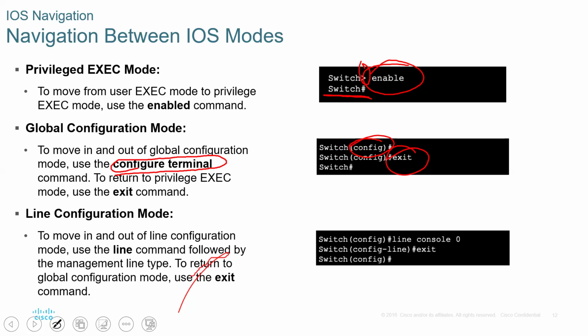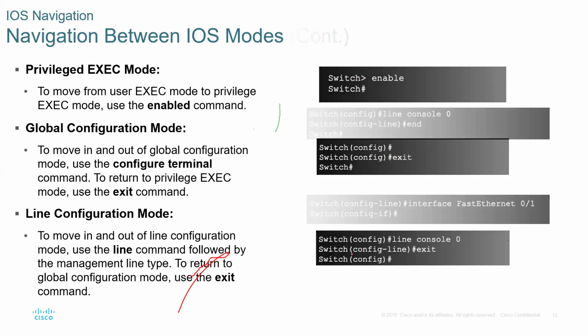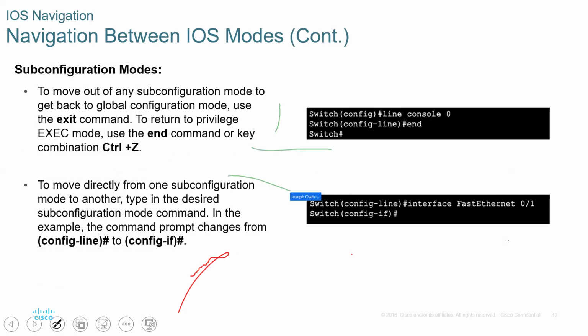If you want to go from the global mode to a line mode, maybe you want to configure the console port, you just type the command line console 0, and it will bring you to the line mode. If you want to go to the interface mode, all you need to do is type interface and then the port number. To move out of any sub-configuration mode back to the global configuration mode, you use the exit command. If you want to go all the way back, just use the end command. It will bring you to the privileged mode.